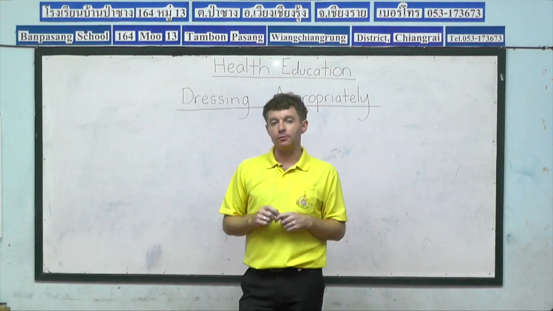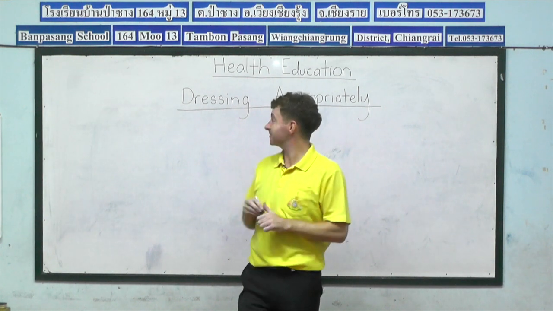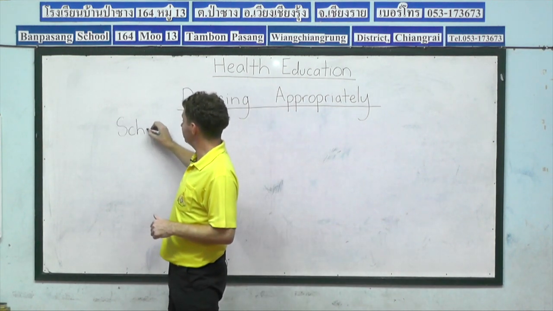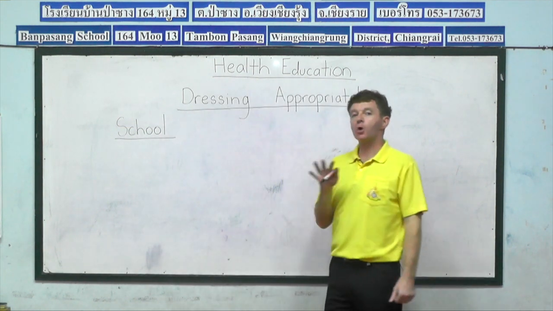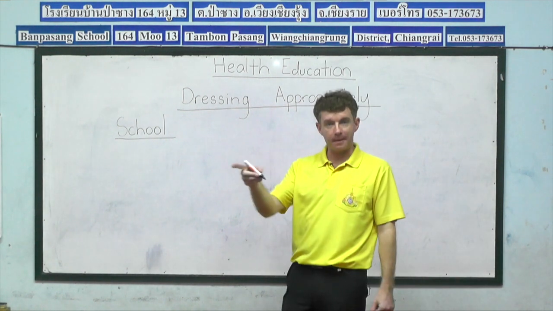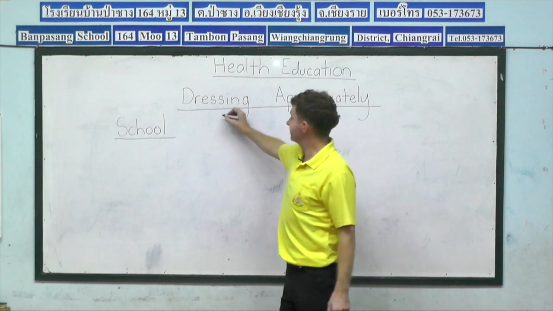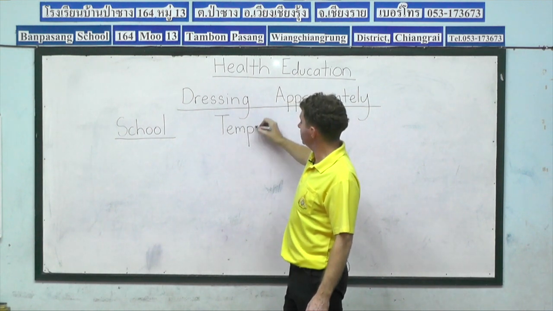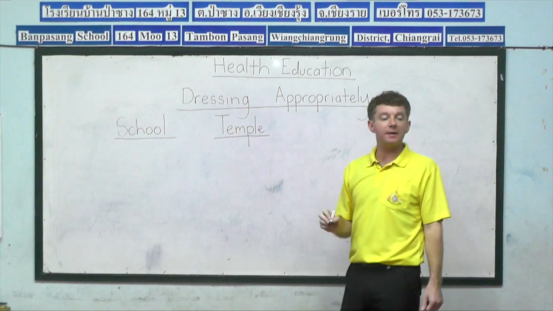And the first one we'll use is the place where we are now. Where are we now? School. Yes, we're at school now. S-C-H-O-O-L. Okay, but who can give me some examples of different places where you also go? Temple. Very good, and a very important, nice place. Temple, T-E-M-P-L-E.